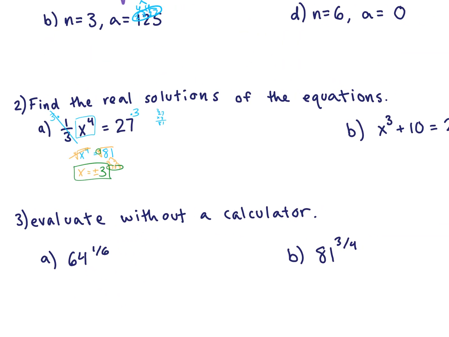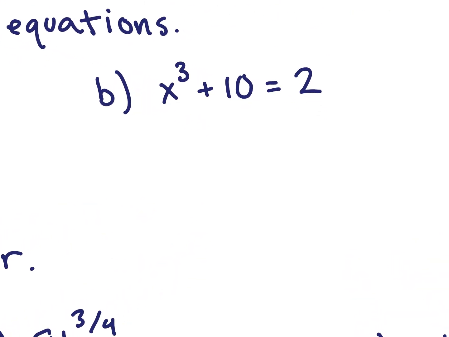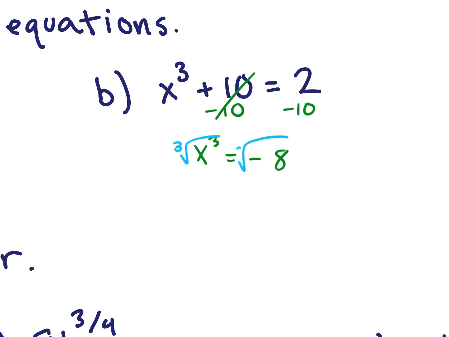All right, let's do B also. What should we do first to solve for B? Subtract 10. So x cubed is equal to negative 8. Then what would we do? We take the cubed root of both sides, so it cancels out.